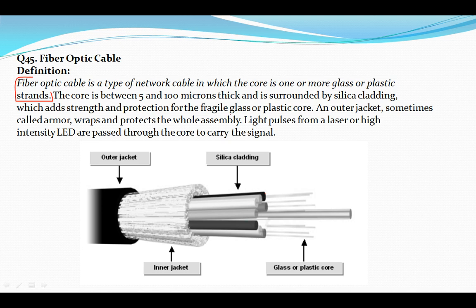It is covered by an outer jacket, sometimes called armor or wrap, which protects the whole assembly. Here is the inner jacket, and this is the glass or plastic core, with silica cladding. This is the material, and this is the outer jacket. It uses light for data transmission, and it is very expensive.